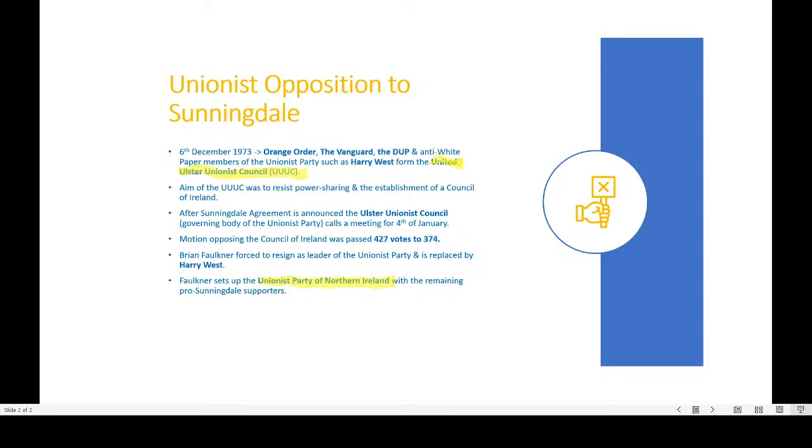So now we have the Unionist Party that was led by Harry West and more extreme unionists. And we have the Unionist Party of Northern Ireland, which was led by Brian Faulkner. They were pro-Sunningdale and looked to, I suppose, support this power-sharing executive that had been set up.